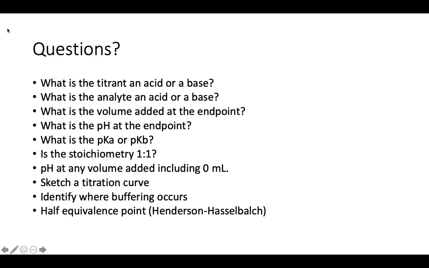You should be able to identify where buffering occurs. That's where, let's say we've got an acid in our solution in the flask, that would be where we have both the acid and its conjugate base. The Henderson-Hasselbalch equation is useful if you're at the half equivalence point, it'll get you the pKa of your acid relatively quickly.